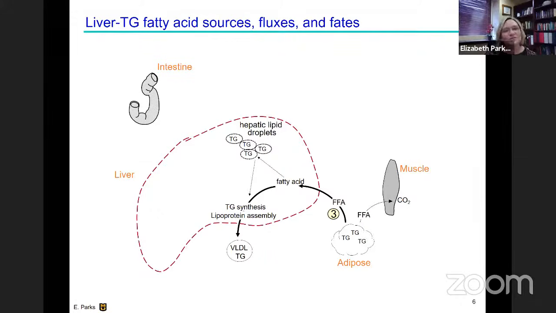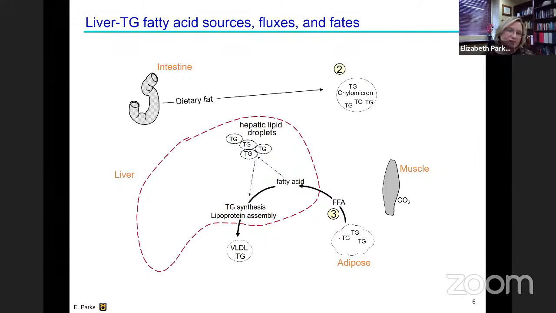In the liver, 2/3 of those end up in the liver, and they can be either esterified to triglyceride and stored, burned in the mitochondria, which is not shown here, or they can be immediately repackaged into a lipoprotein particle called VLDL and resecreted back out into the plasma.